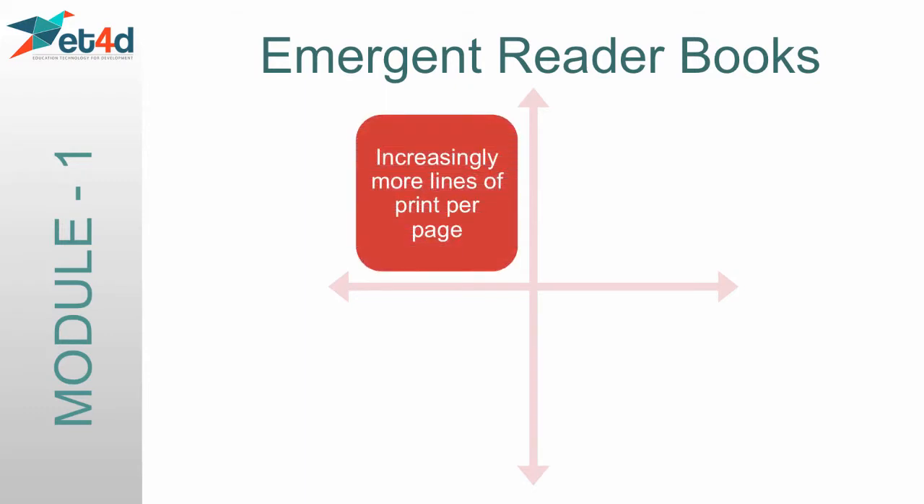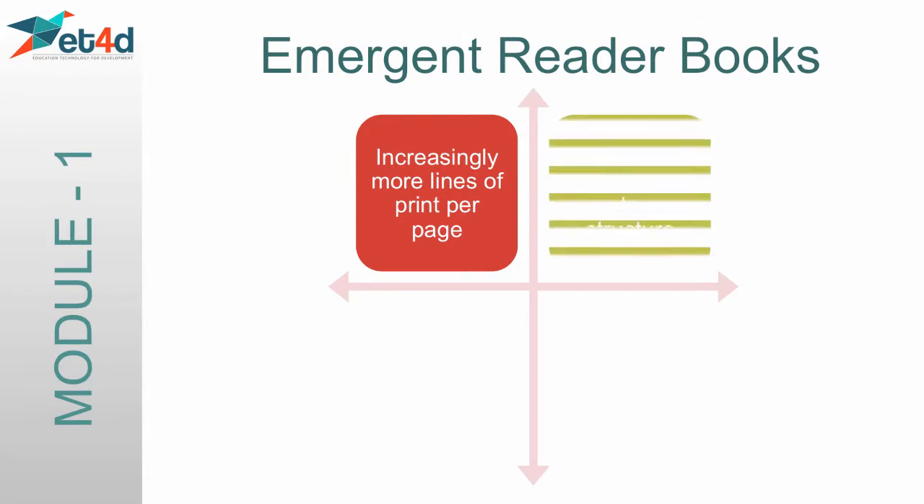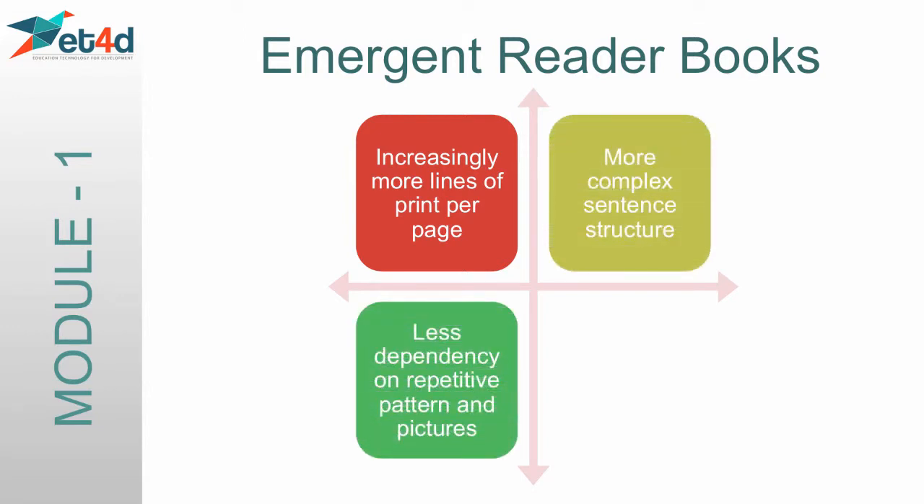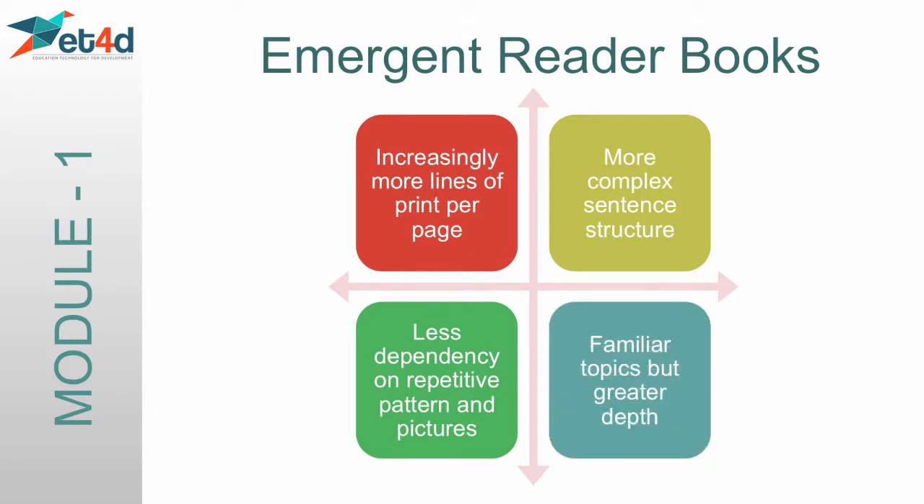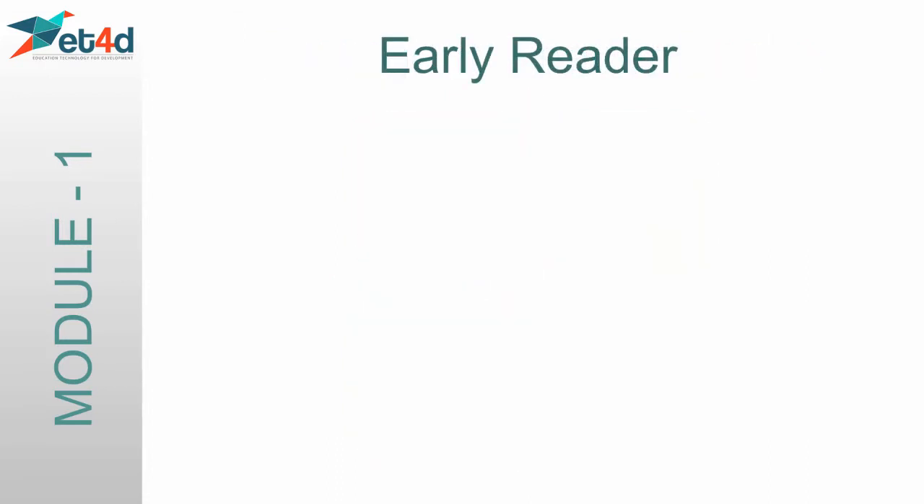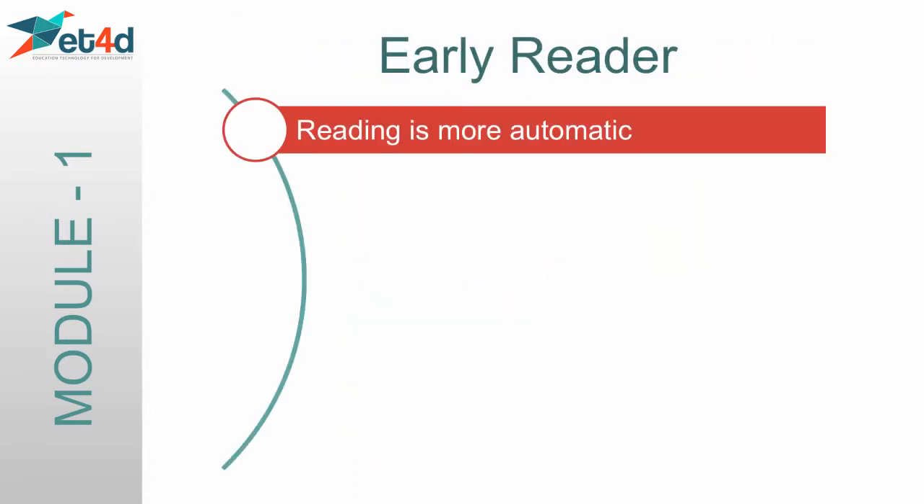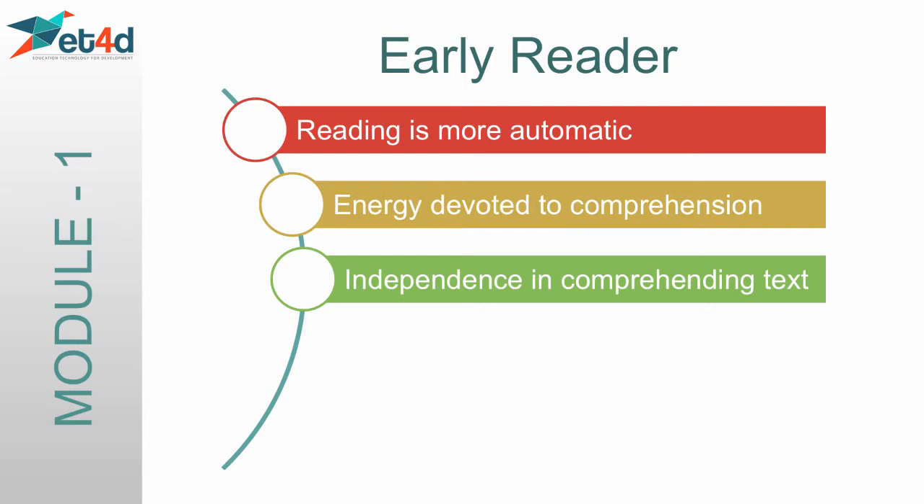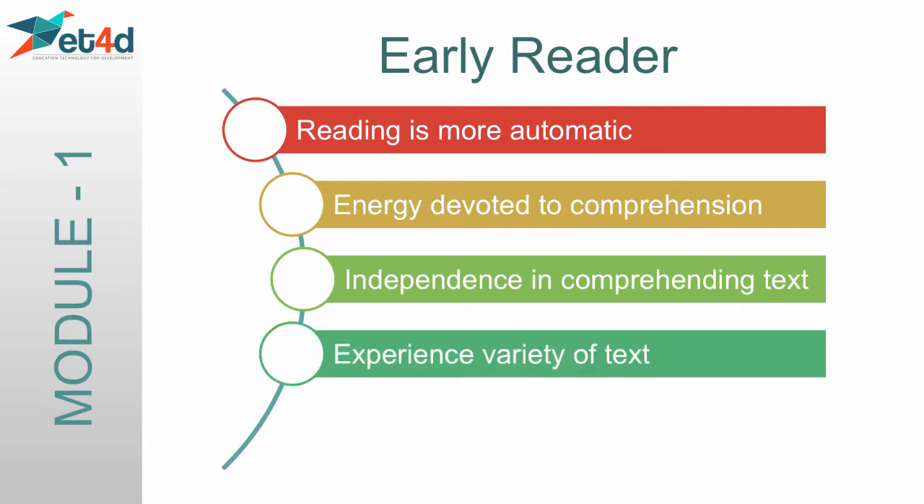Books at this stage have increasingly more lines of print per page, more complex sentence structure, less dependency on repetitive pattern and pictures, familiar topics but greater depth. For early readers, reading is more automatic. They devote more energy to comprehension than word decoding. Readers are approaching independence in comprehending text.